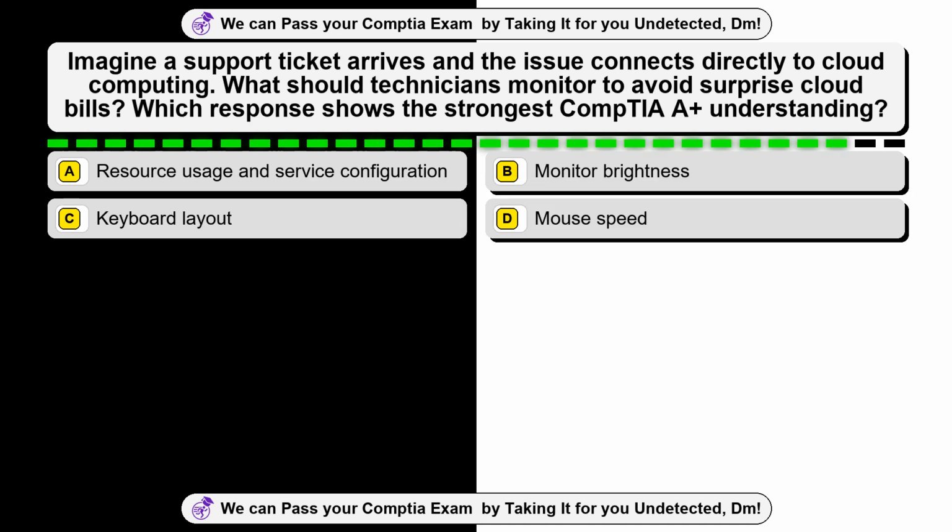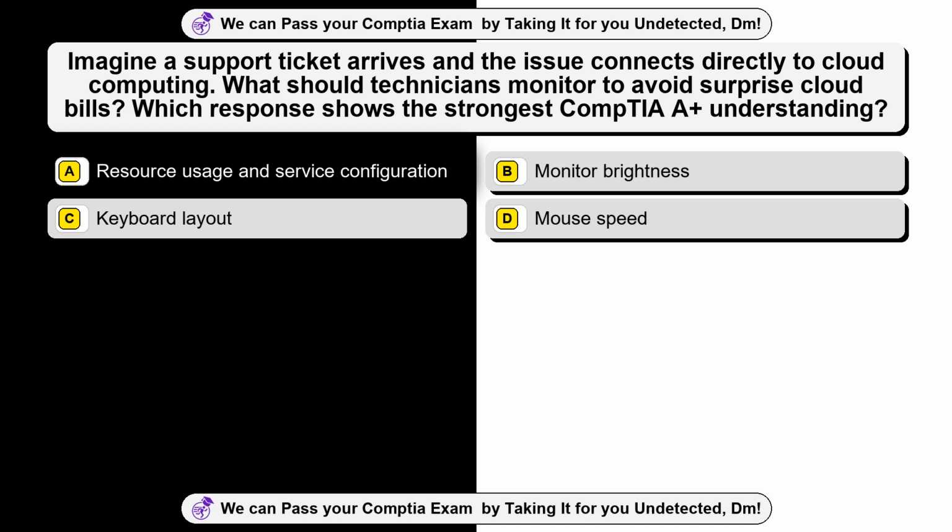Question 24. Imagine a support ticket arrives and the issue connects directly to cloud computing. What should technicians monitor to avoid surprise cloud bills? Which response shows the strongest CompTIA A+ understanding? Option A, resource usage and service configuration. Option B, monitor brightness. Option C, keyboard layout. Option D, mouse speed. The correct answer is option A, resource usage and service configuration.